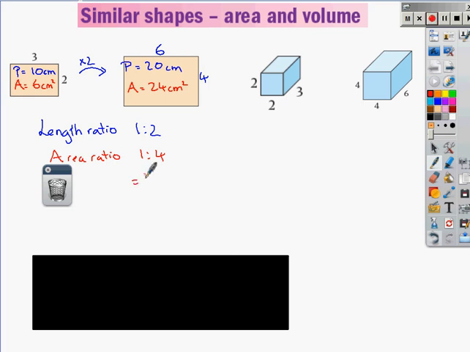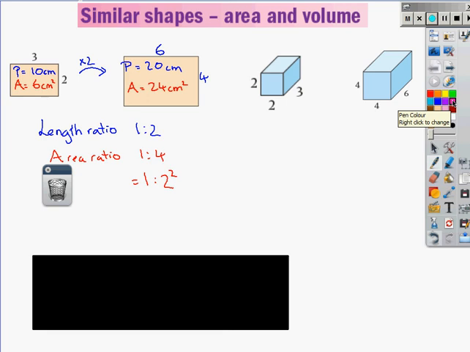So another way of writing this is saying it's 1 to 2 squared. So it's gone up by a scale factor of 4 because we've enlarged it by 2 in this direction and by 2 in this direction. So that's the same as enlarging it by a scale factor of 4. So my area ratio is 1 to 4 or 1 to 2 squared. Let's have a look to see what would happen with volume.